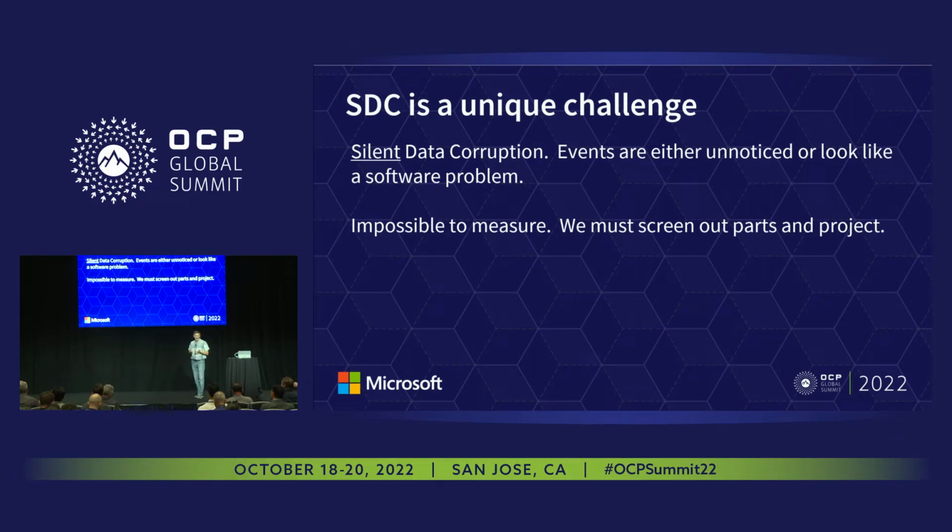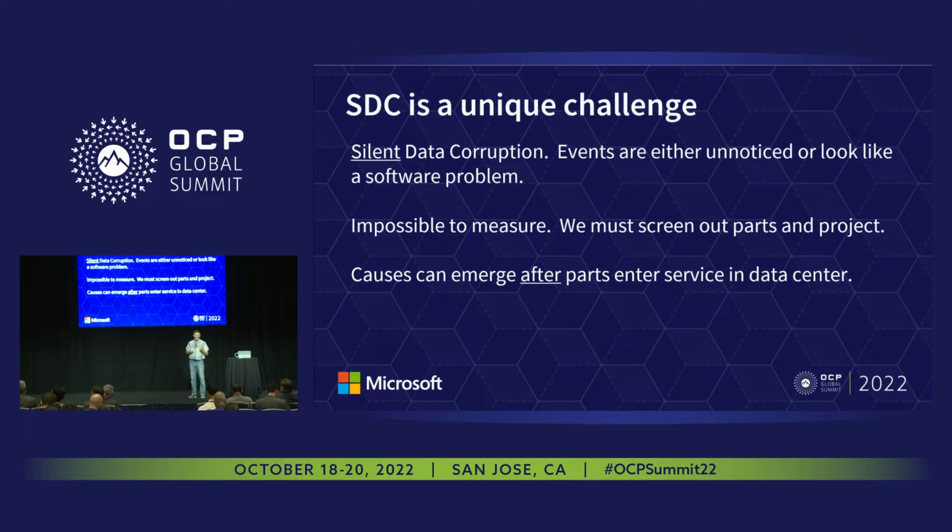It's also impossible to measure, again, by virtue of being silent. So you don't actually know how often it's happening. What we can do is screen for bad parts. So we run specialized tests that have a known good answer. We compare against those answers, and if we get a mismatch, well, then we know that the computation was incorrect. And then based on that, we can project the number of bad parts we have, and we can try to project the number of incidents that we have.